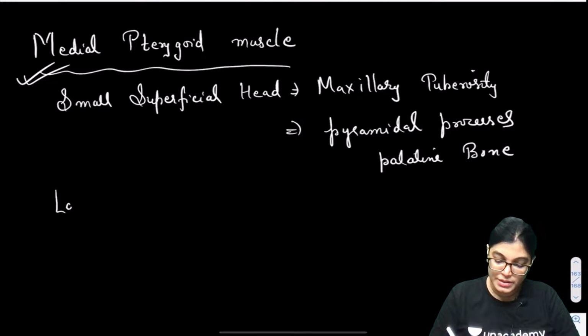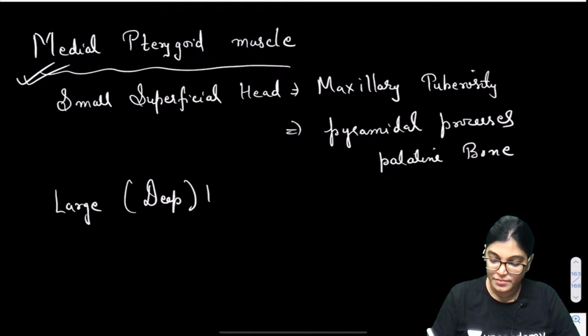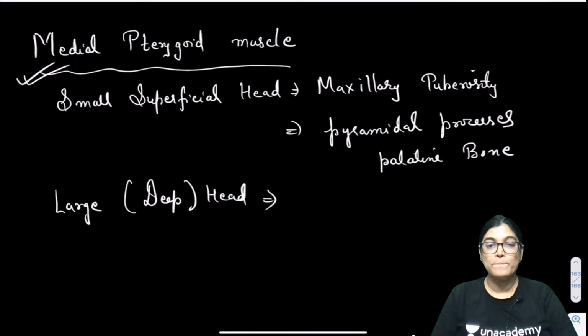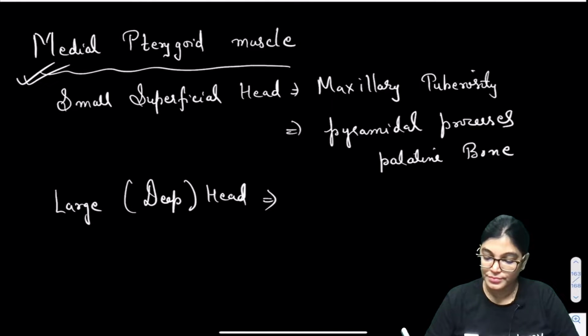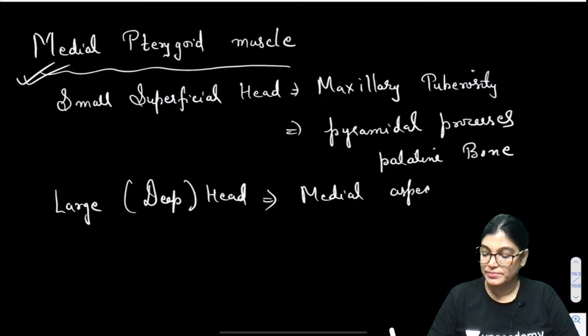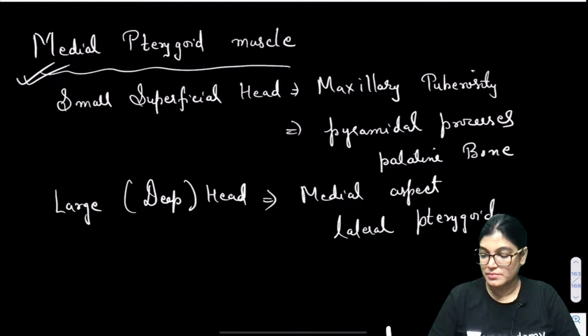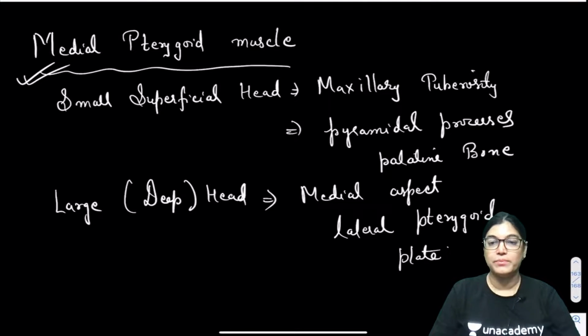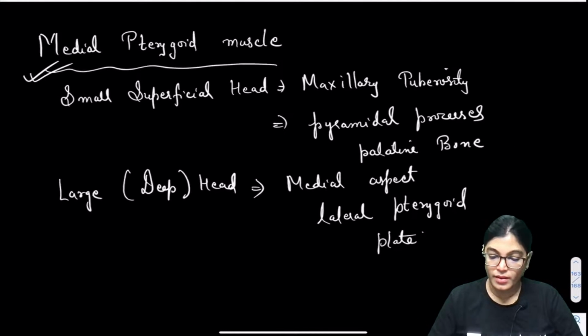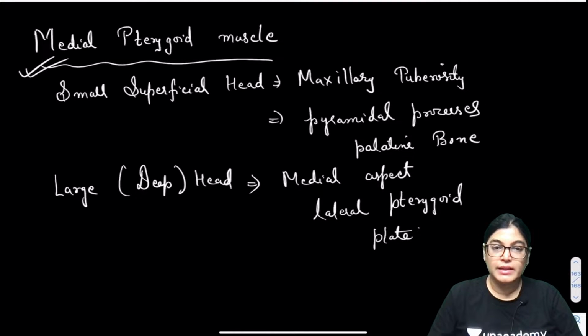The large deep head originates from the medial aspect of lateral pterygoid plate. Medial aspect of lateral pterygoid plate. Got it? Done.